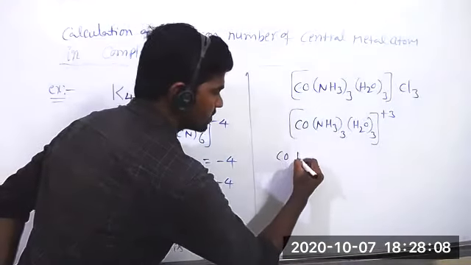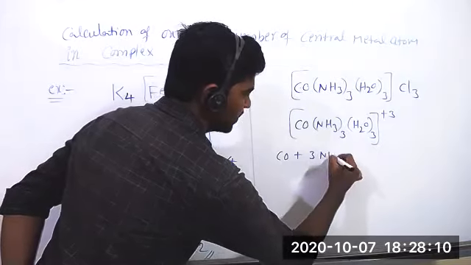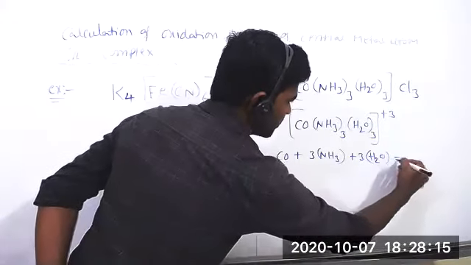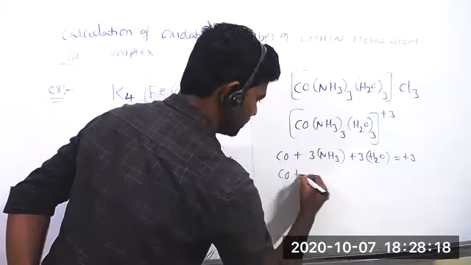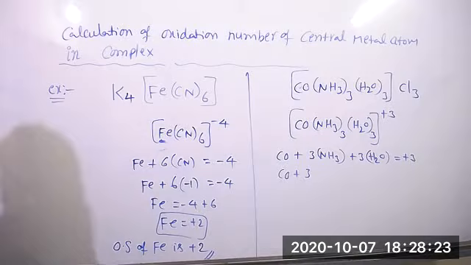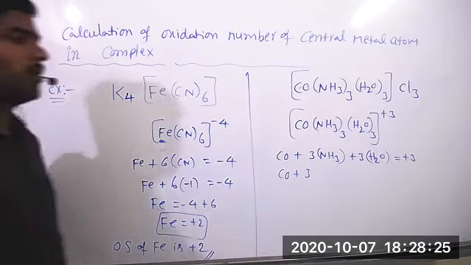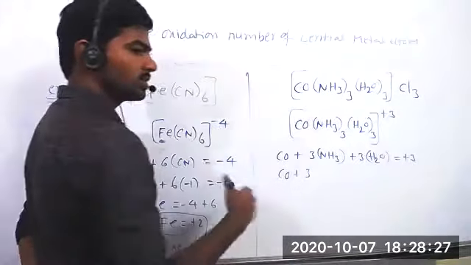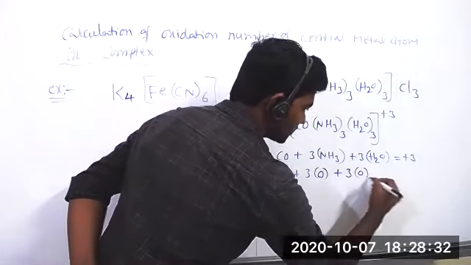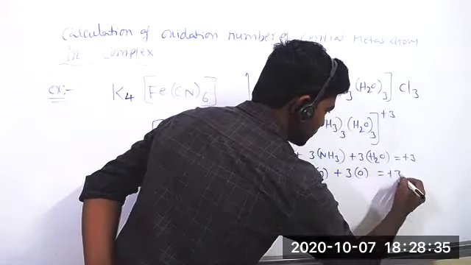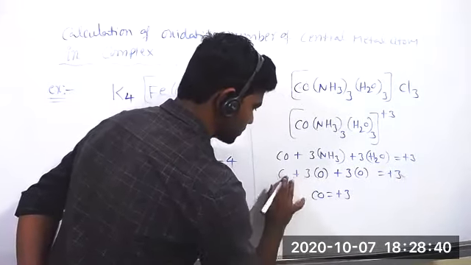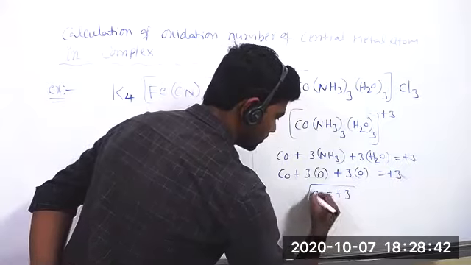So we have to calculate the oxidation state of cobalt: cobalt plus 3 ammonia plus 3 H2O is equal to +3. Ammonia carries how much charge? Zero. Ammonia, water, carbon monoxide are neutral ligands with zero charge. So now the cobalt oxidation state is +3.